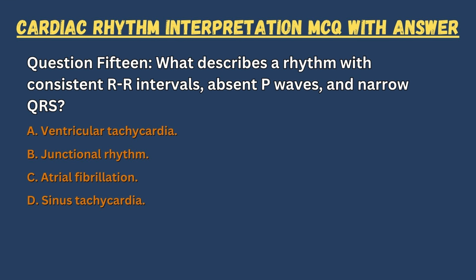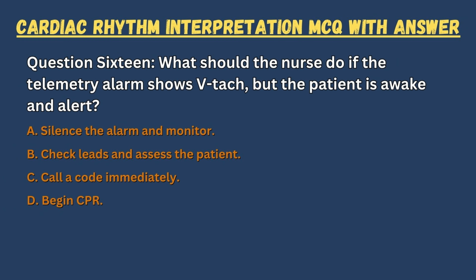Question 15. What describes a rhythm with consistent RR intervals, absent P waves, and narrow QRS? A. Ventricular tachycardia. B. Junctional rhythm. C. Atrial fibrillation. D. Sinus tachycardia. Answer: B. Junctional rhythm.